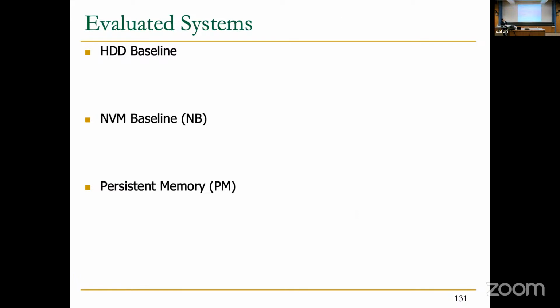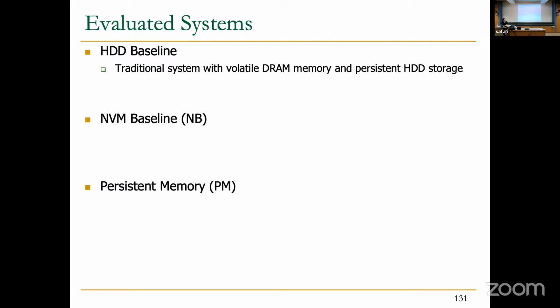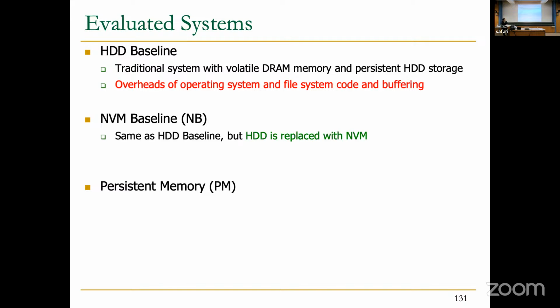So let's consider these three baselines for the persistent memory system. One is the traditional HDD system, which uses volatile DRAM memory and persistent HDD storage, which costs a lot of overhead for the operating system and the file system, and also some overhead for the system code and buffering. Another one that we mentioned before is the NVM baseline. It's the same thing as HDD, but we replace the HDD with NVM, which still has some system overhead since we require different system software to access the storage and memory.